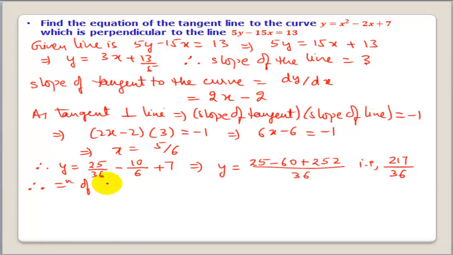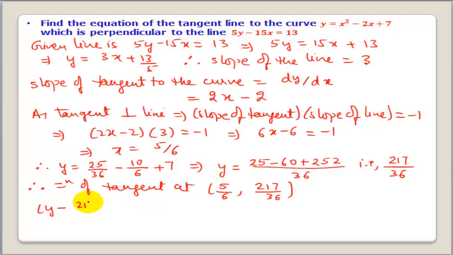Therefore, equation of tangent at 5 by 6, 217 over 36. It will be y minus the y coordinate is equal to slope of the tangent. See, if slope of the given line is 3, the slope of the tangent becomes -1 over 3 because they both are perpendicular to each other. This multiplied with x minus 5 over 6.